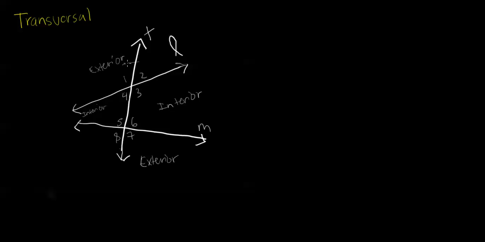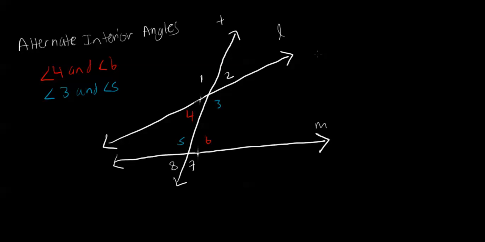And there are interior angles and exterior angles. Interior angles would be on the inside of the two lines, and exterior are going to be on the outside. So the interiors are 4, 3, 5, and 6, while the exterior angles are 1, 2, 8, and 7. Now that we know what a transversal is, we're going to look at angle pairs formed by transversals.